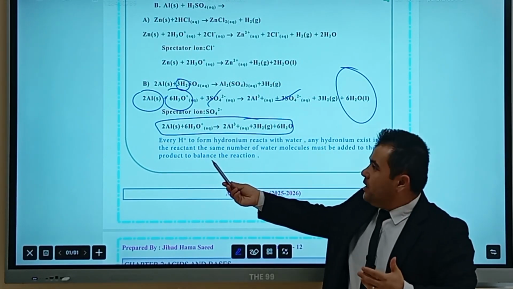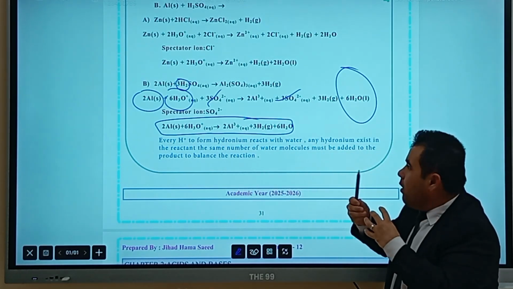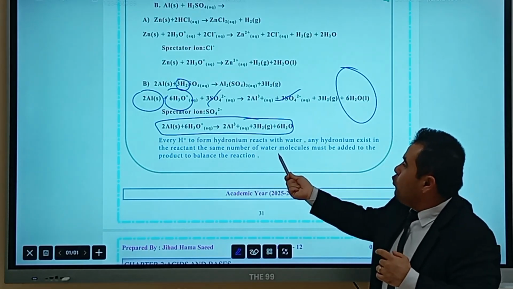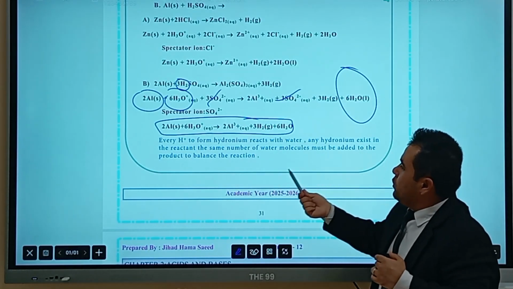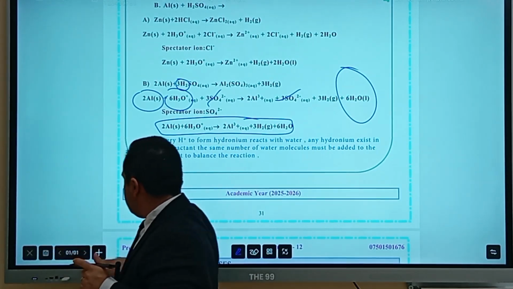I have explained this. Every proton reacts with water to form hydronium. Any hydronium that exists in the reactant, the same number of water molecules must be added to the product to balance the reaction. So we added water to balance the reaction.